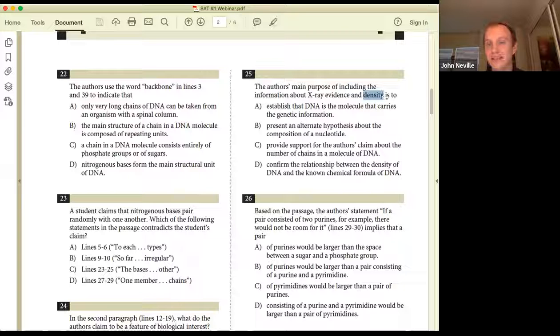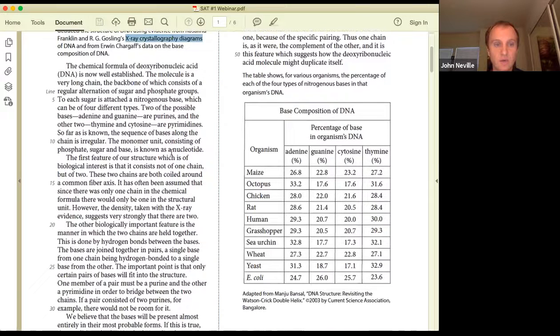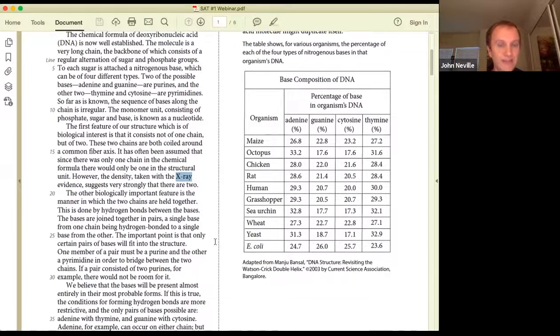Density doesn't really stick out very well. Does X-ray stick out? Yes. X-ray is very easy to find. And yeah, they say it here, but again, that's the kind of crystallography mention. And sure enough, you can see how much X-ray sticks out on line 18.